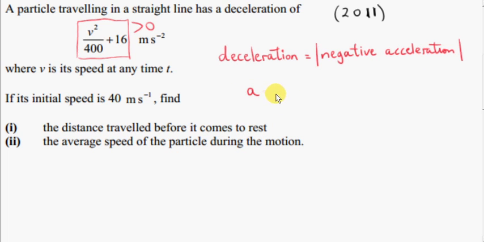So now we can write down what the acceleration is. Well, we take the magnitude and stick a minus sign in front of it. So we want the acceleration to be negative if the particle is to decelerate. So if we have a positive quantity and stick a minus sign in front of it, we get a negative quantity.